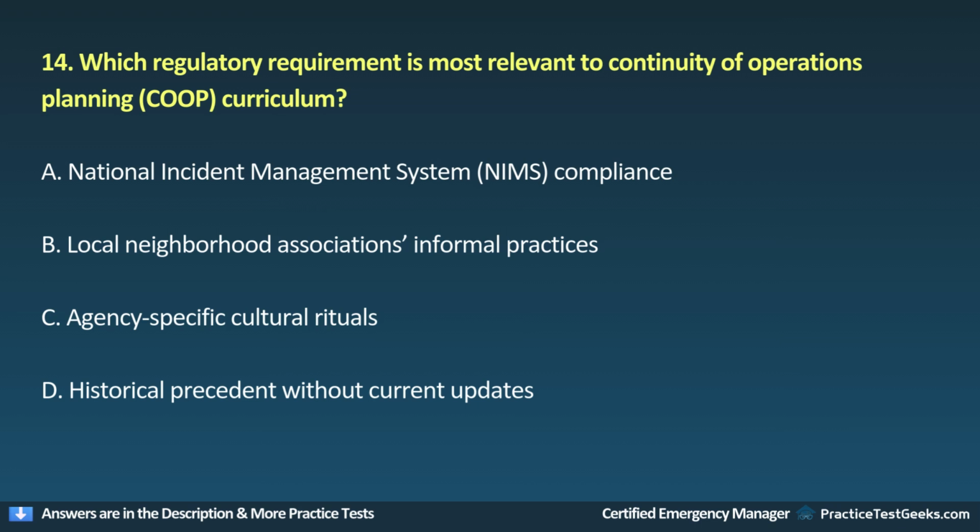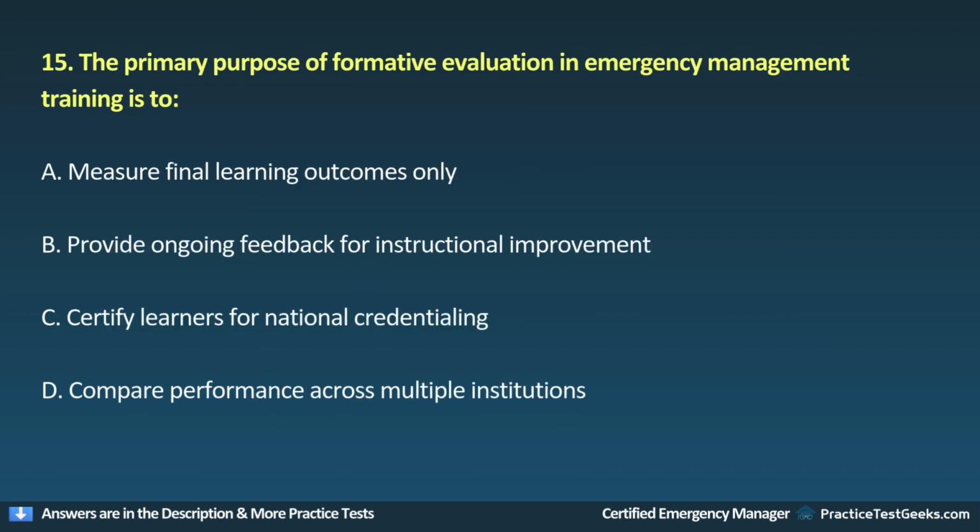14. Which regulatory requirement is most relevant to continuity of operations planning, COOP, curriculum? A. National Incident Management System, NIMS, compliance. B. Local Neighborhood Associations' informal practices. C. Agency-specific cultural rituals. D. Historical precedent without current updates.